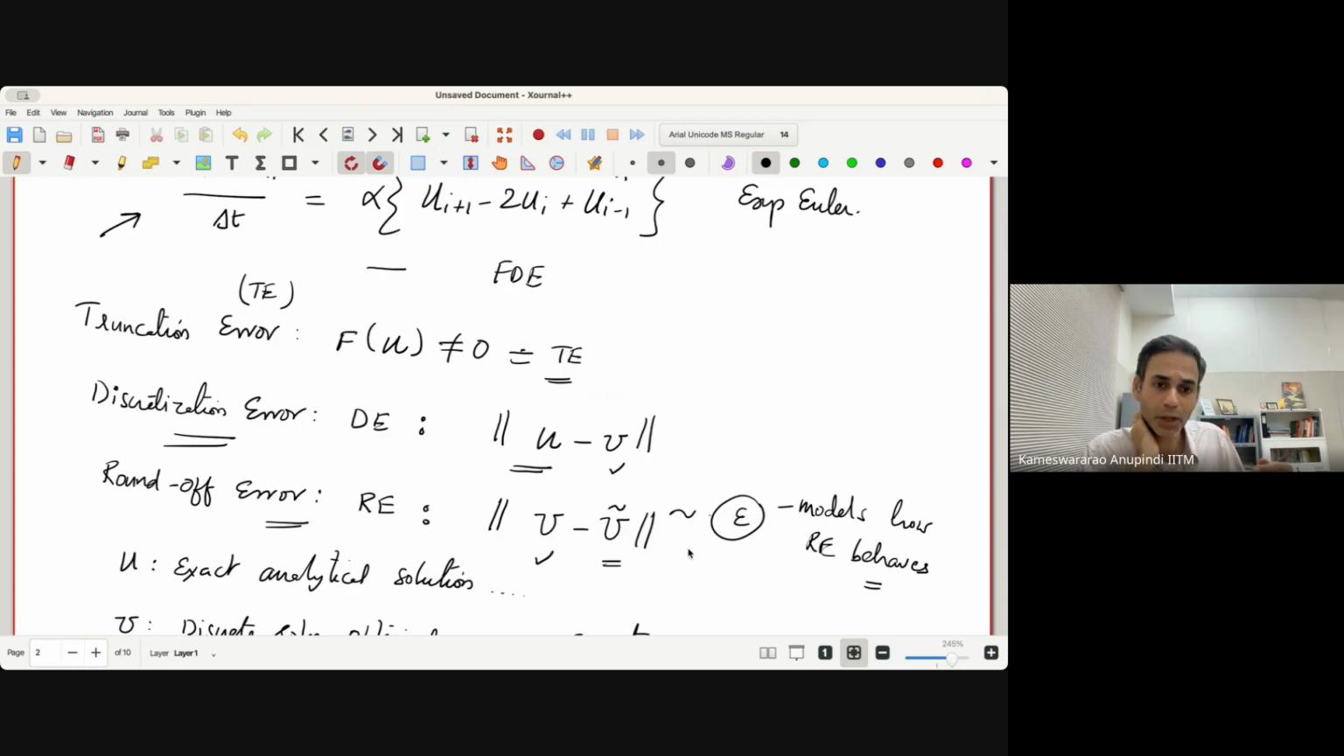We use the concept of round-off error to determine whether a particular scheme is going to be stable or not, whether the errors are going to grow or decay. Although we don't know anything about the round-off error, we won't be able to exactly quantify it, but we will be able to model it somehow. I'll come to that argument a little later.